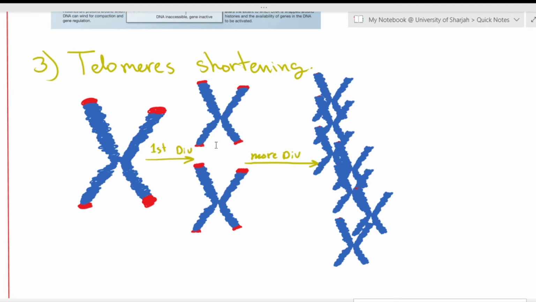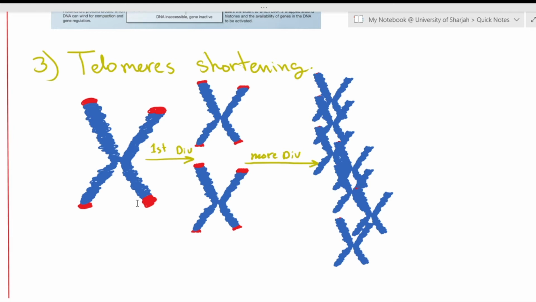So, telo means end, and mere, I think, body. So, the body at the end. This body actually protects the inside chromosome. And this protection will prevent any factors coming from the outside from causing damage in the chromosome.